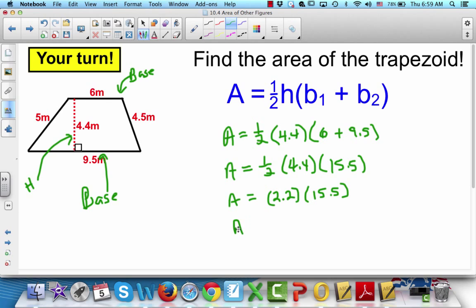So that gives you area equals 34.1 meters. And once again, do not forget to put the square there, because that's the unit of measure that you're using now. When you multiply meters times meters, you get meters squared. Did you get that? I hope that you did. If you didn't, review your mistake and then learn from the mistake.